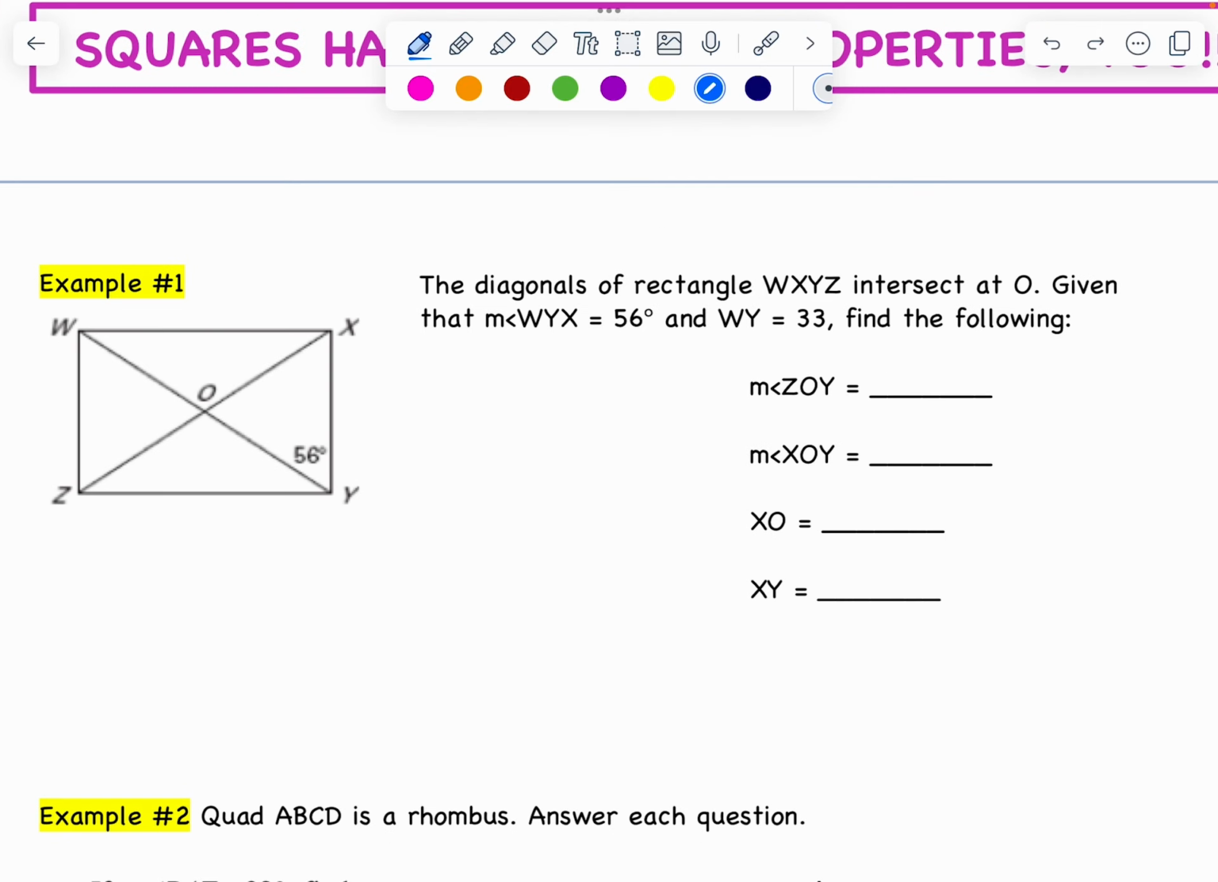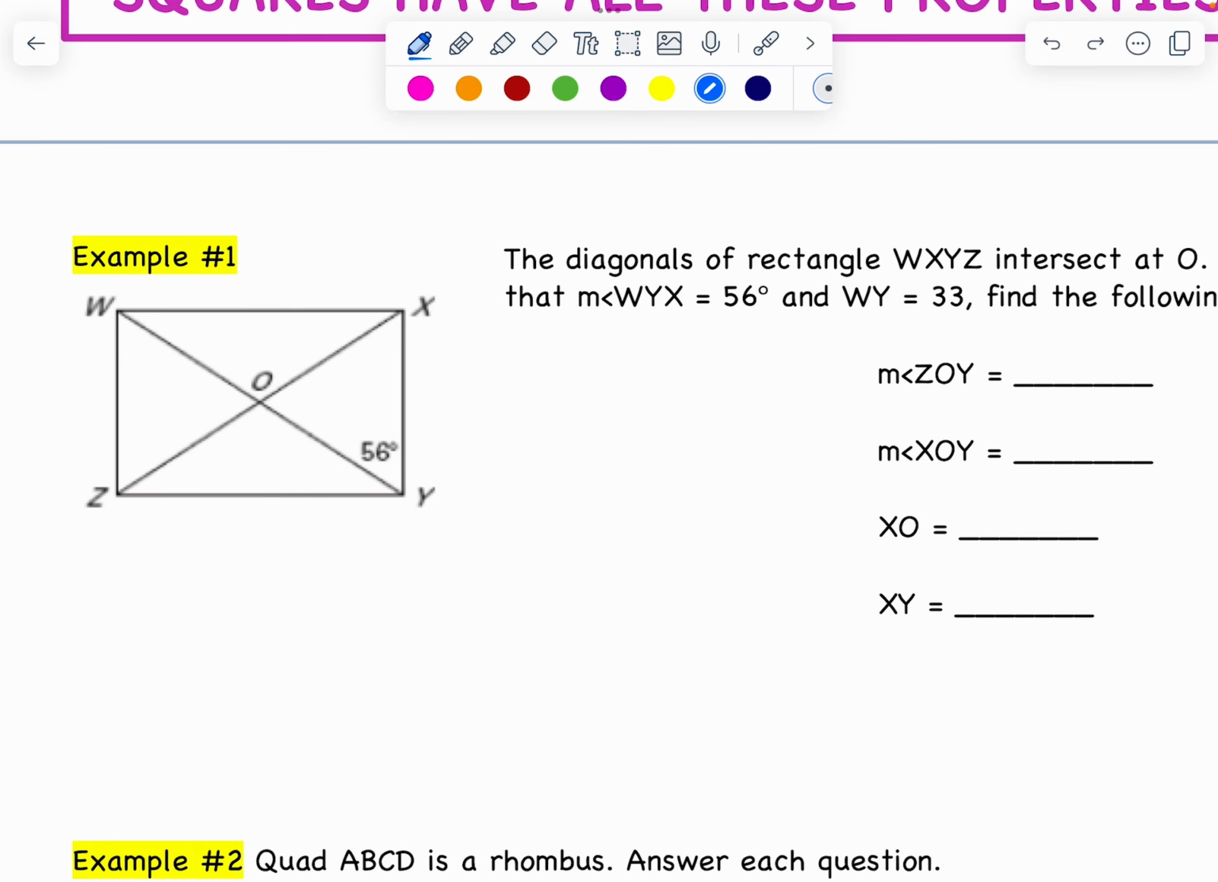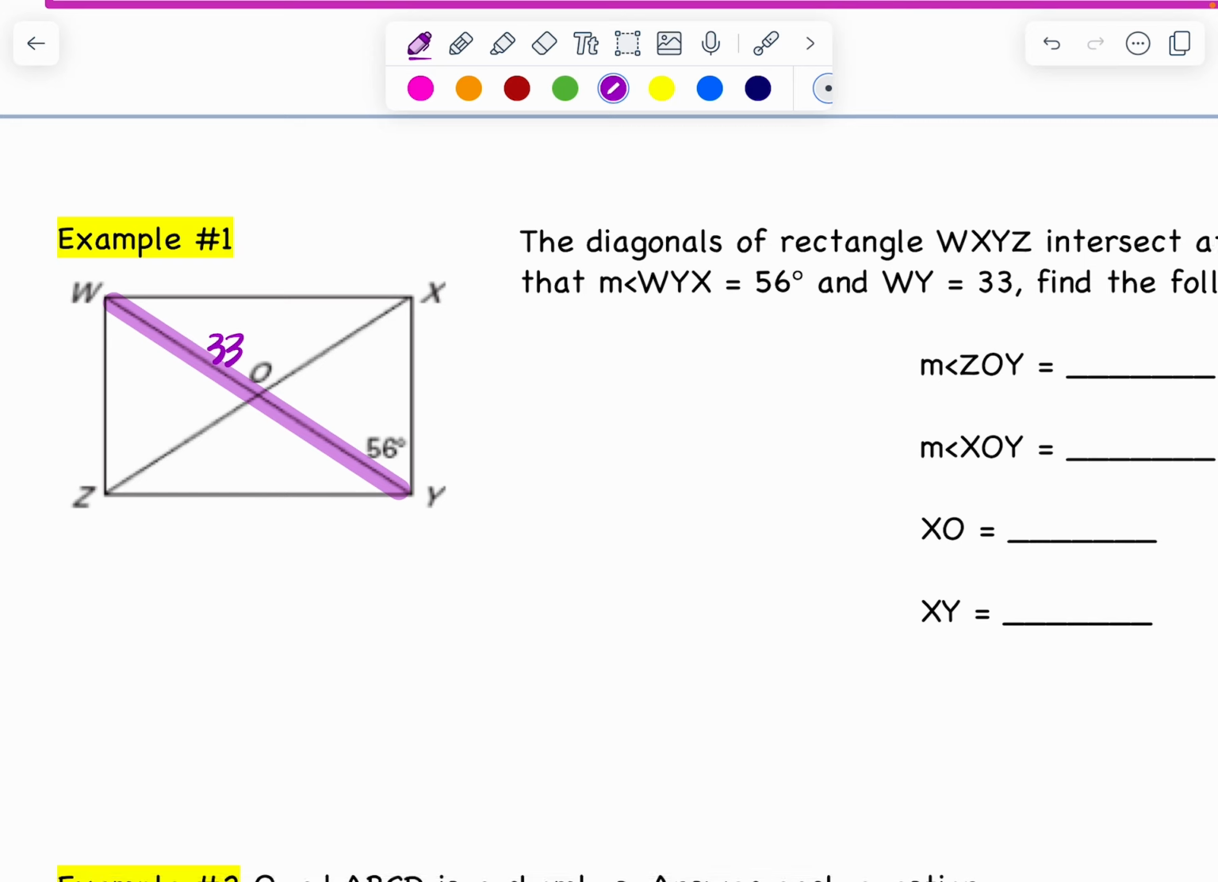All right, so we're talking about a rectangle WXYZ, the diagonals intersect at O, and it says, given that the measure of angle WYX is 56, that's already been labeled for you, and WY is 33. That's going to be a little more difficult to label here, so I'm just going to highlight it. So that's 33, that whole thing. Find the following: the measure of angle ZOY. So that's this angle here.